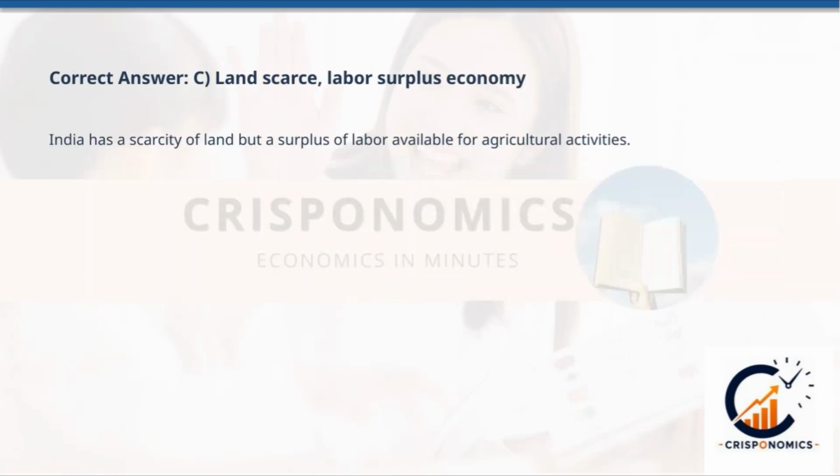India faces a unique challenge. There's not enough land to go around, but there's plenty of labor ready to work in agriculture. This means it's a land-scarce, labor-surplus economy. Understanding this helps us see why farming practices and policies need to focus on making the most of limited land, while effectively using the abundant workforce available. It's a key factor shaping the country's agricultural landscape.